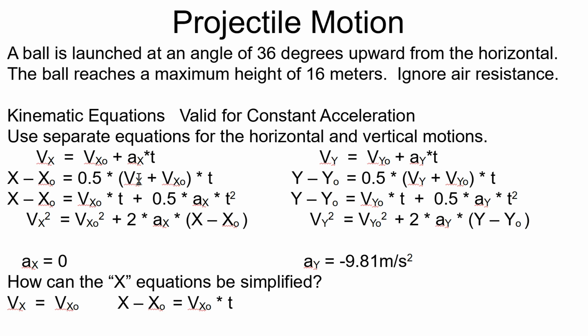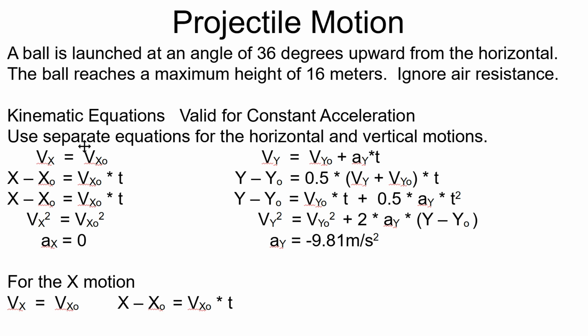These two numbers are the same, v x and v x naught, so there'd be 2 times v multiplied by 0.5. That brings us back to 1 times v, and then the t. And here again, this term drops off because the acceleration is 0. So the projectile motion in the horizontal direction is easy. The velocity is constant, and the displacement where we land is just rate multiplied by time. The y equations we have to leave as they are.